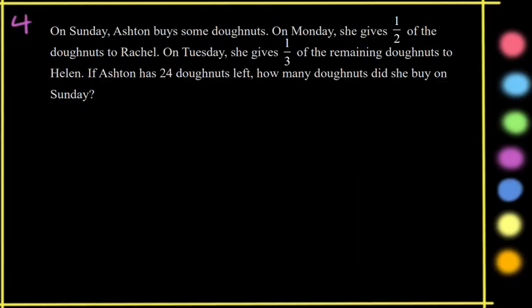Number 4 says, on Sunday, Ashton buys some donuts. On Monday, she gives half the donuts to Rachel, and on Tuesday, she gives a third of the remaining donuts to Helen. If Ashton has 24 donuts left, how many donuts did she buy on Sunday? Okay, so let's say the number she bought on Sunday was D, and then she gives half of them to Rachel. Now she has D over 2. And then on Tuesday, she gives a third of the remaining donuts to Helen. That's going to multiply the number of donuts she has by 2/3, right?